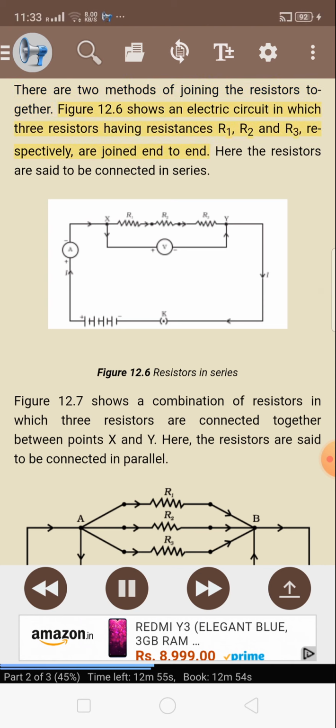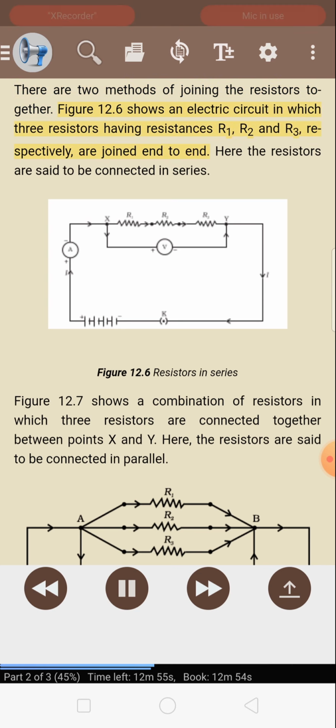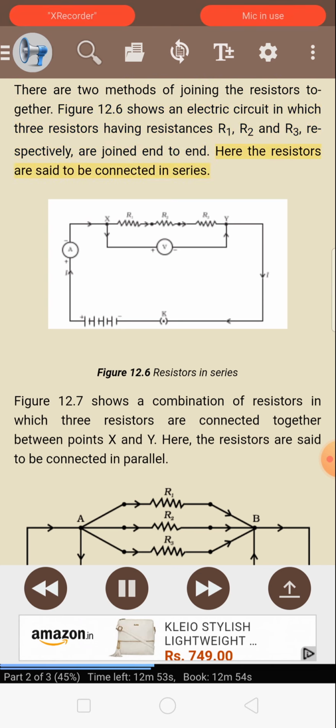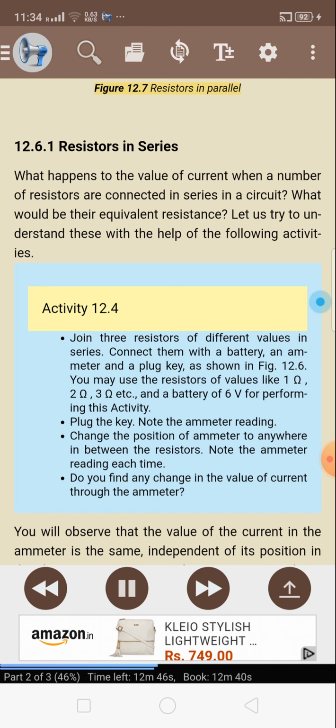Figure 12.6 shows an electric circuit in which three resistors having resistances R1, R2, and R3, respectively, are joined end to end. Here the resistors are said to be connected in series. Figure 12.6, resistors in series. Figure 12.7 shows a combination of resistors in which three resistors are connected together between points X and Y. Here the resistors are said to be connected in parallel. Figure 12.7, resistors in parallel.